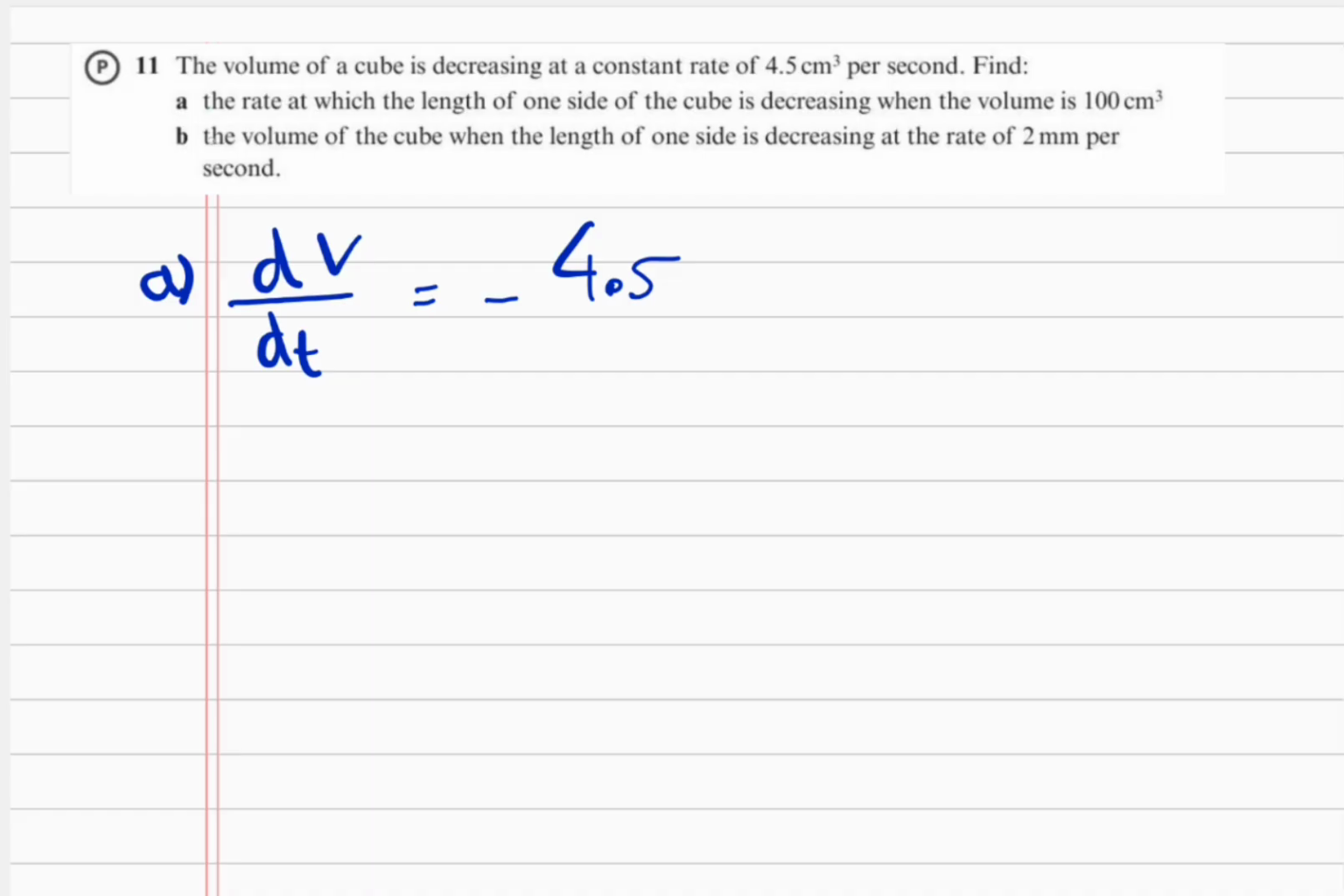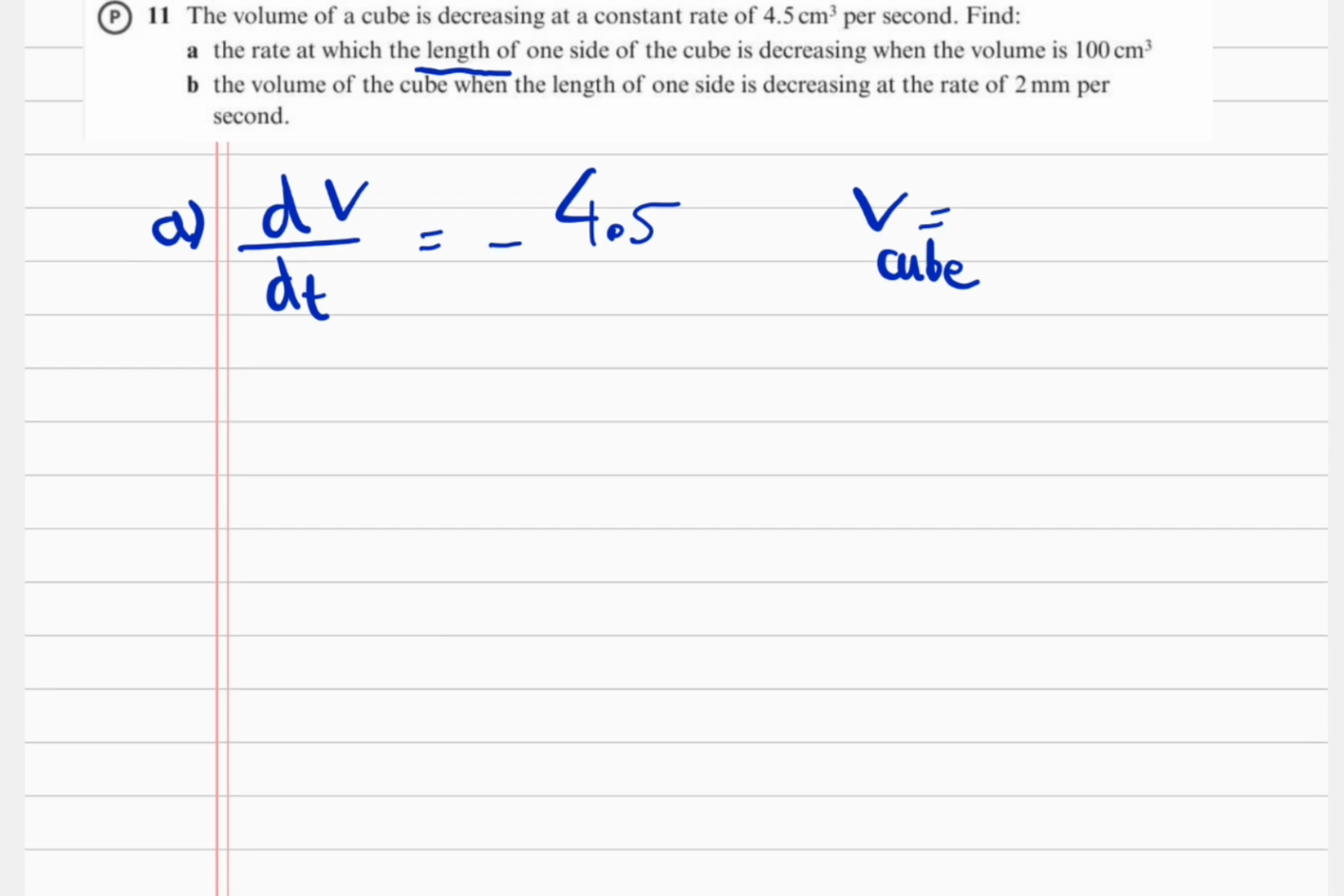So note that part A is asking for the rate at which the length of one side of the cube is decreasing when the volume is 100 centimeters cubed. So this question is essentially about the length, and it's very important because the initial differential equation that we have written is for the rate of change of the volume. So a quick reminder that the volume of a cube, let's say the length of the cube is L, is going to be L cubed, right?